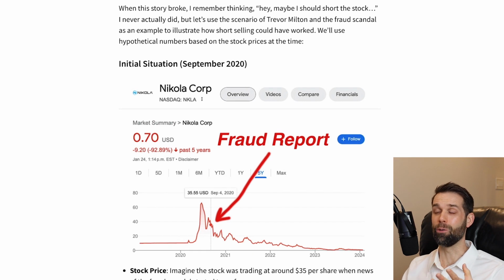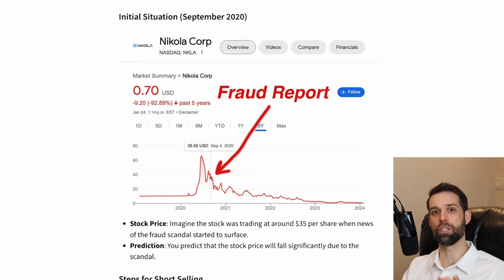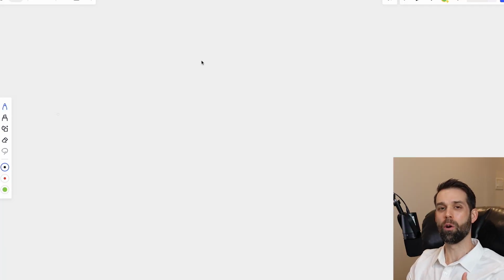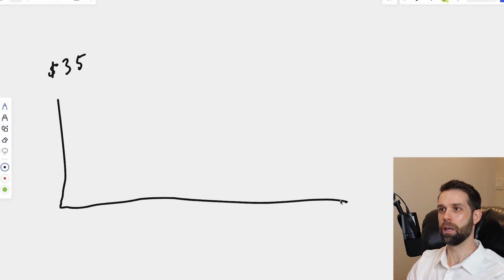But here is the graph, and we'll run through an example of how, if I did take on a short position in September 2020, what the math would look like. So I'm going to jump over to my whiteboard now, and we're going to run through this example really quickly. Okay, so in September 2020, the Nikola stock was trading at $35. So if we have a graph here, and maybe we can call this September 2020, and the stock was up here at $35.